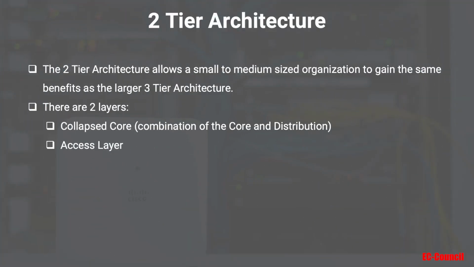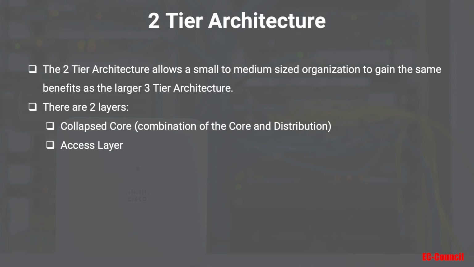Implementing the three-tier architecture might be quite expensive, and sometimes your organization may not have enough devices to support the three-tier architecture. This means you may have a small to probably medium-sized organization. For that instance, there's a Cisco two-tier architecture. The two-tier architecture simply allows a small to medium-sized organization to gain the same benefits as the larger, much more enterprise three-tier architecture design. The two-tier architecture consists of two layers.